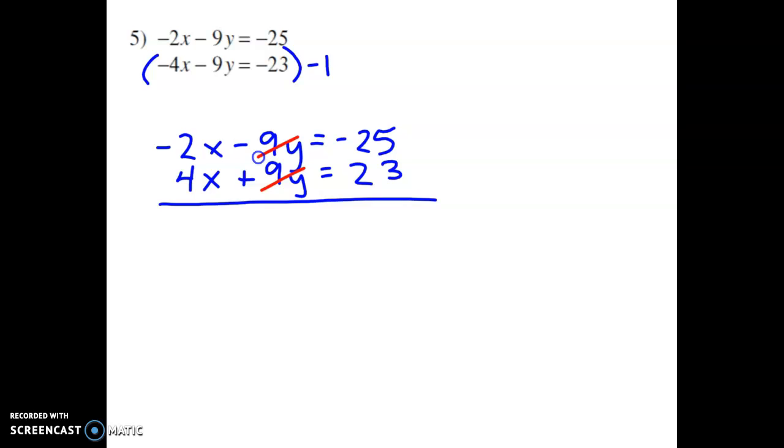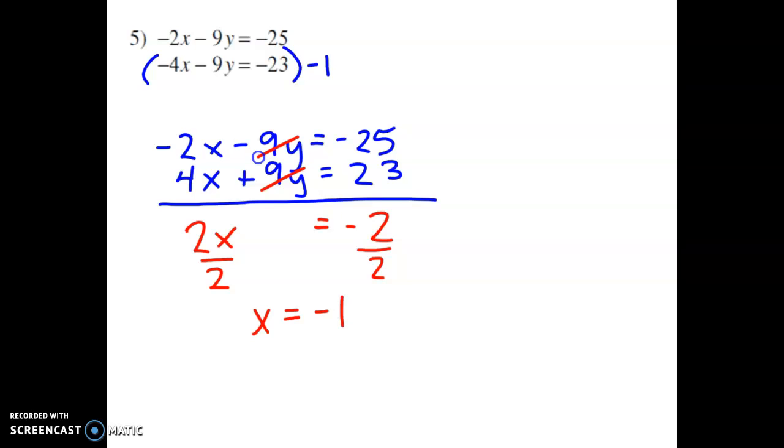Looking at my x's, I have a minus 2 and a positive 4x. So I'm going to get a positive 2x when I add those together. My equal sign is over here, and minus 25 plus 23 is going to give me a minus 2. So again, my y's have been eliminated. All I'm left with is 2x equals minus 2. Finish it off by dividing out your 2. So we get x is a negative 1.